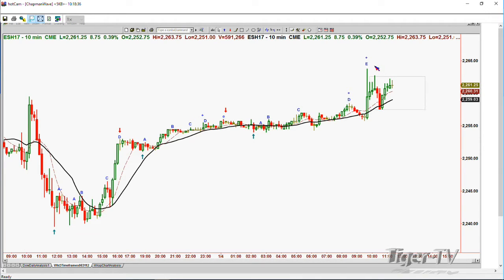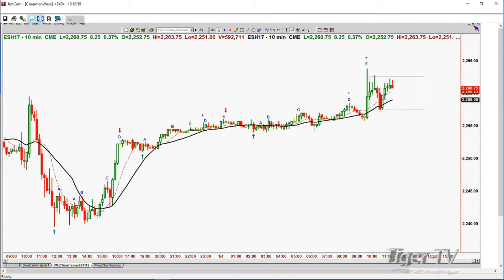A close above 2262.75 suggests it'll retest the high of 2263.75, then chop again. And a break under 2259, it's at 2261.25 right now, 2259 suggests that it'll go to the lower part of the rectangle of 2257.50.